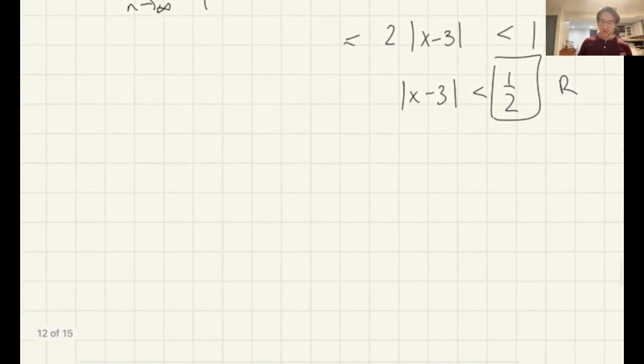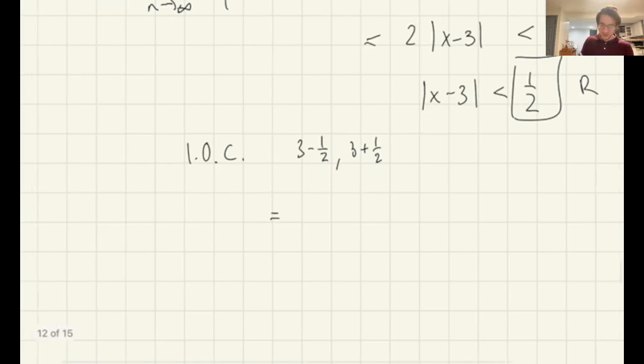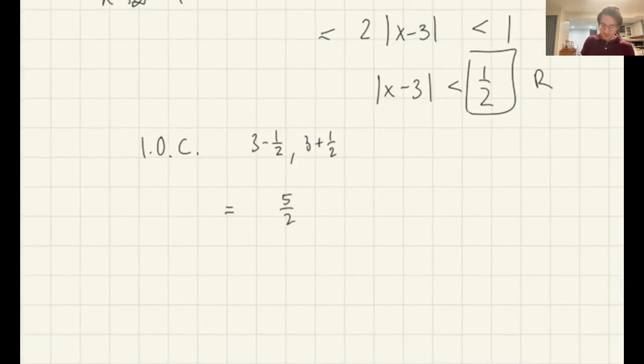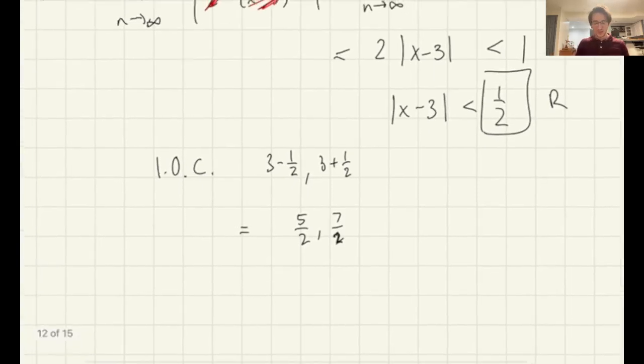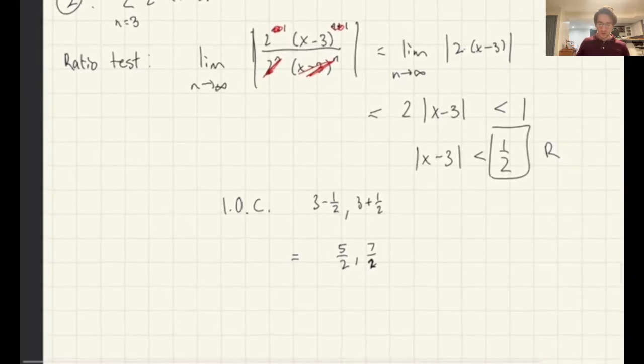Okay, now what does this interval look like? The interval of convergence looks like, the absolute value of x minus 3 is less than 1/2 means the interval of convergence looks like 3 minus 1/2 to 3 plus 1/2, which looks like 5 halves to 7 halves. And actually, when I go to plug in, I usually just leave it as 3 minus 1/2 and 3 plus 1/2, and we'll see why here in a second. Okay, so now we need to check the endpoints. Okay, we're almost done.